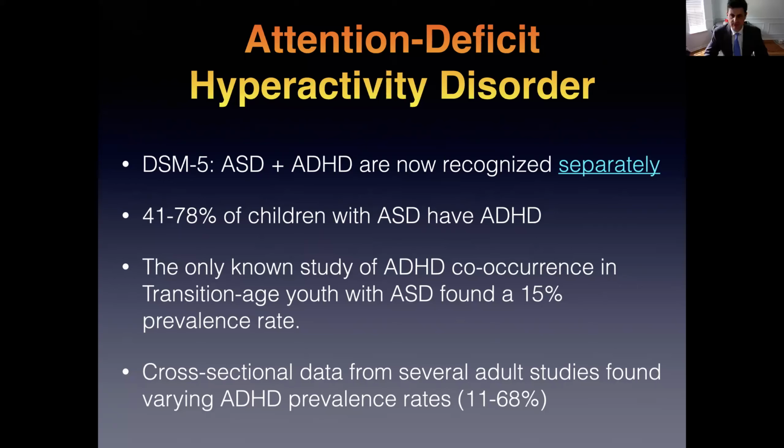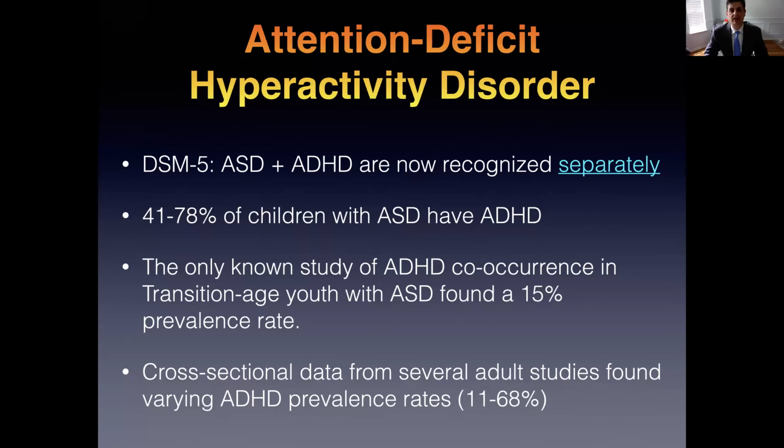I wanted to also point out in DSM-5, which came out in 2013, autism and ADHD were separated and recognized as separate disorders. Before 2013, people were chalking up ADHD symptoms to just being part of autism, and that's not the case. They're distinct disorders that need to be addressed separately.